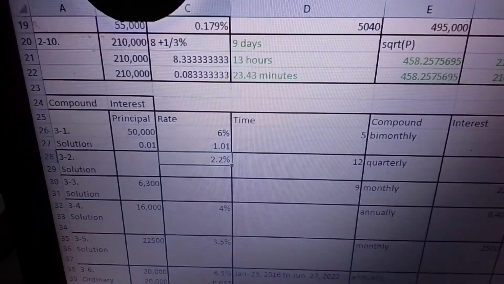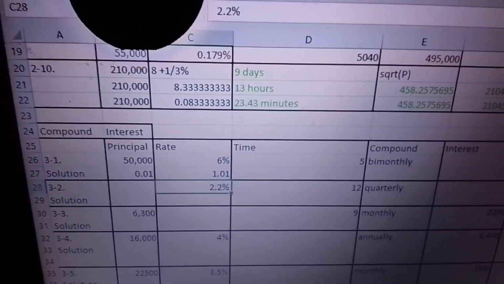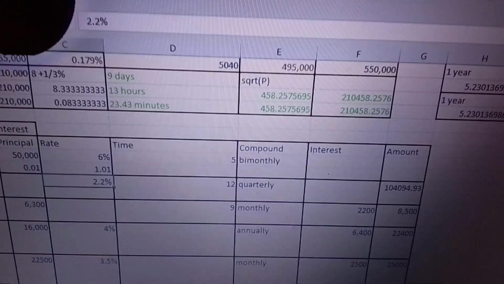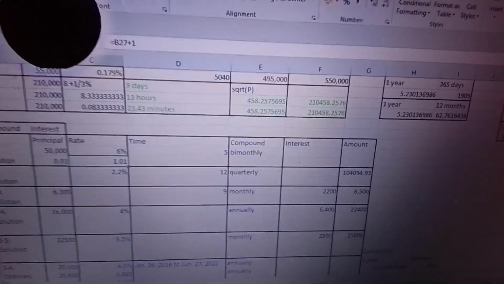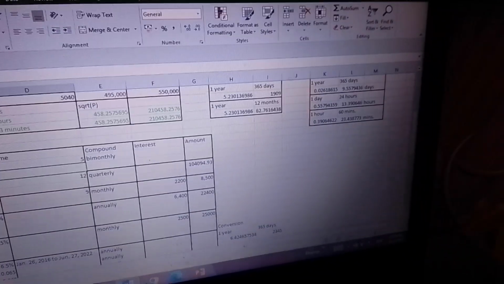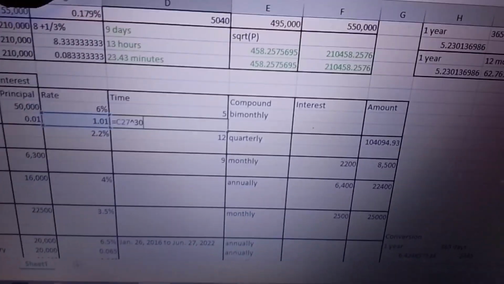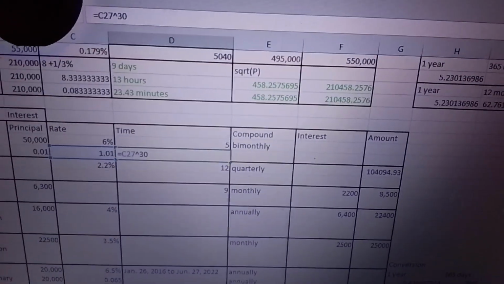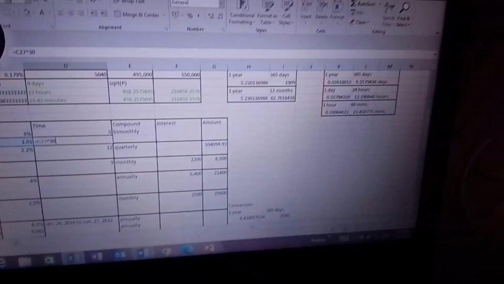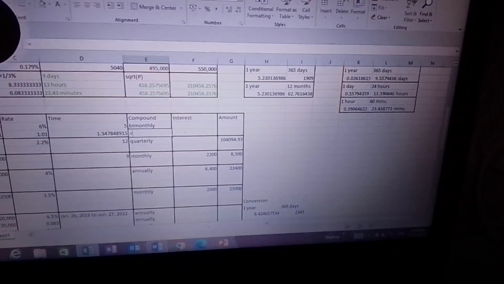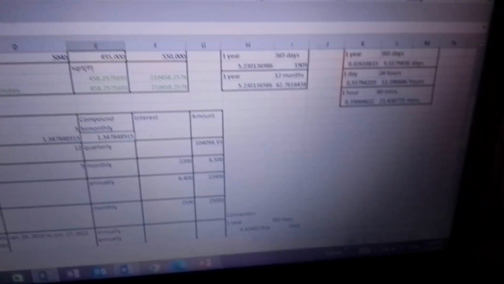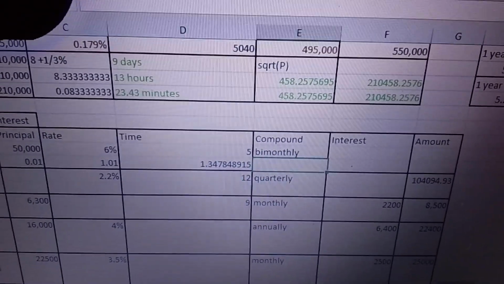And then for the time, remember the time is an exponent. So, therefore, it's time multiplied by the compounding period, which is bi-monthly. So, we're gonna have to raise this to the 30th power. Because bi-monthly means 6, and 5 times 6 gives you 30. You can also do it this way, raise to the 5 times 6. You still get the same answer. It's all equal. Now, we get our answer of 1.34784.